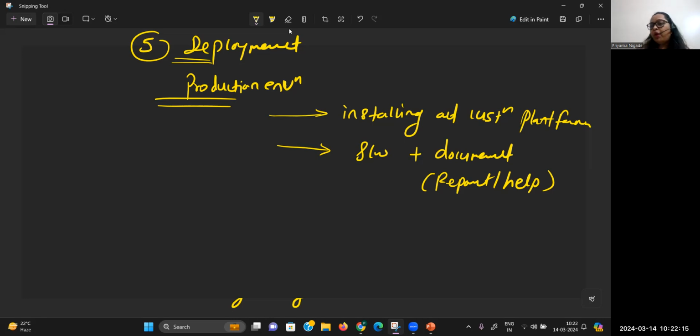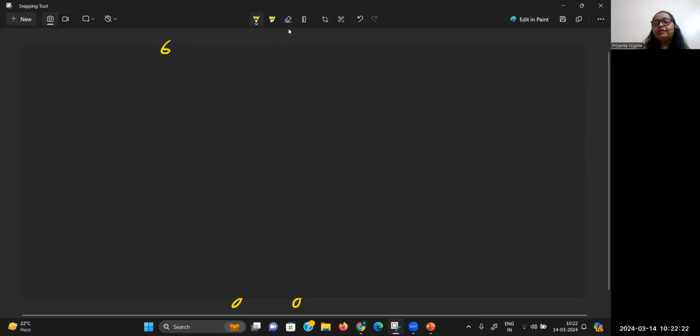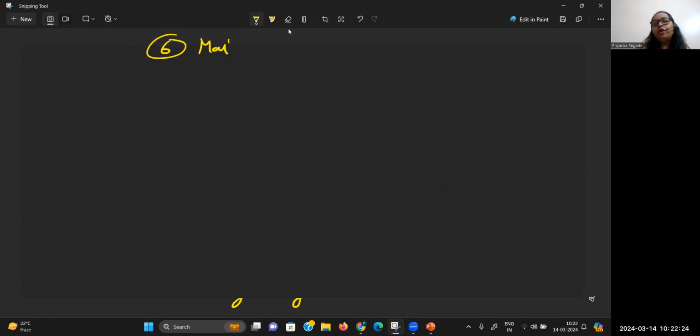And that is actually called the deployment phase. Once the application is deployed, then you are in the maintenance phase. Now see one more interesting phase, which is called maintenance. What is maintenance? It's like customer support.